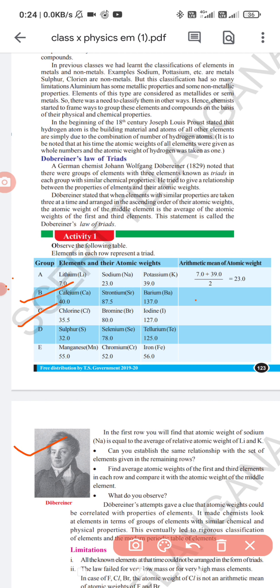Calculate the average for the elements present in group D, sulfur and tellurium, and compare it with the middle element present there. In the same way, the third example is in group E, manganese and iron. Add these two and divide by 2 and compare it with the middle one, that is chromium.